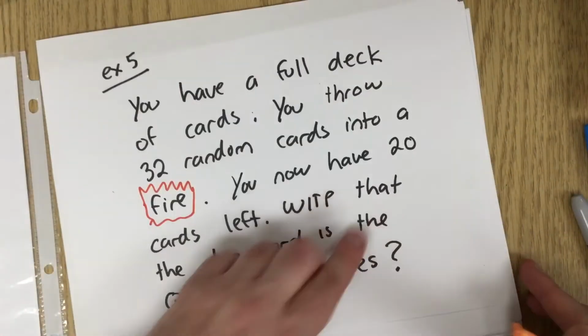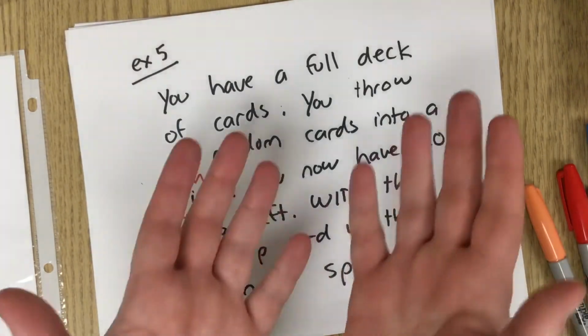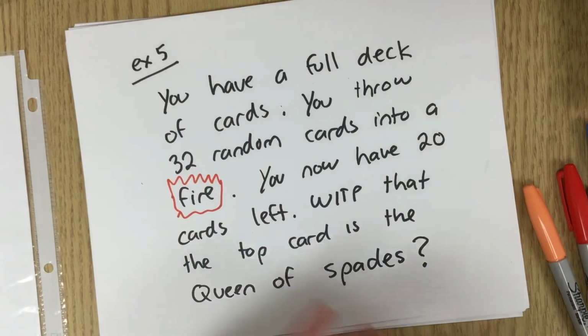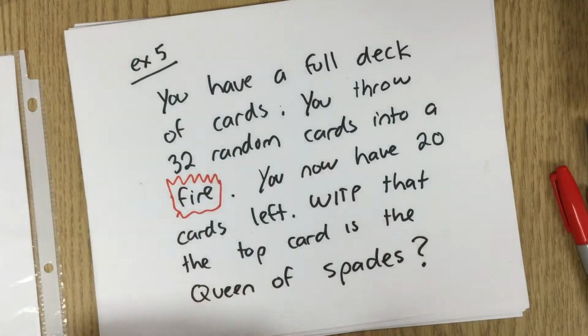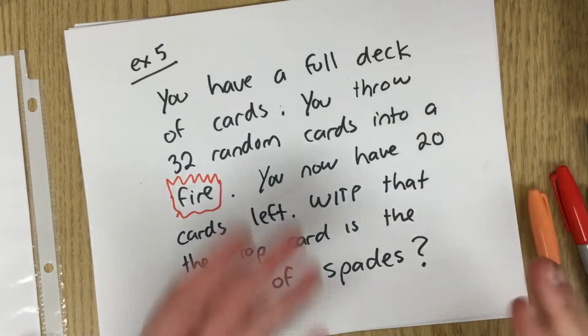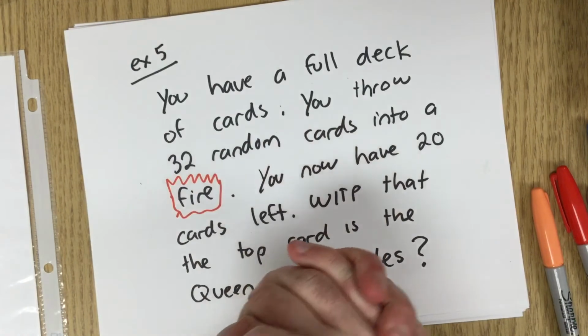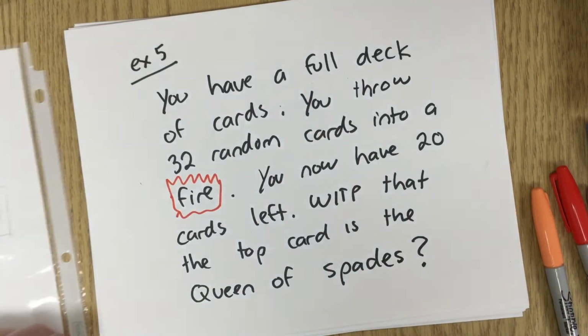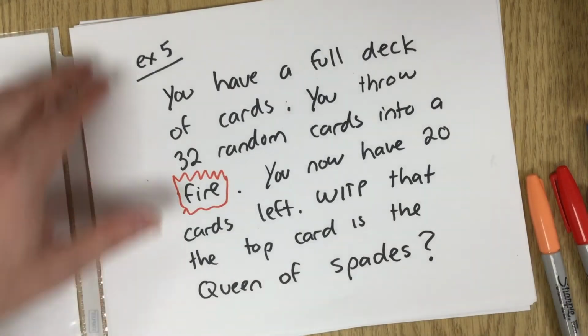Now the last example. You have a full deck of cards, 52 cards in a deck. You take 32 of them without looking, and you throw them into the fire, and they burn. And now you only have 20 cards left. So you have a stack of 20 cards, and the question is, what's the probability that the top card will be the Queen of Spades? Now, it might be tempting to say that the answer is 1 in 20, but it's not, right?